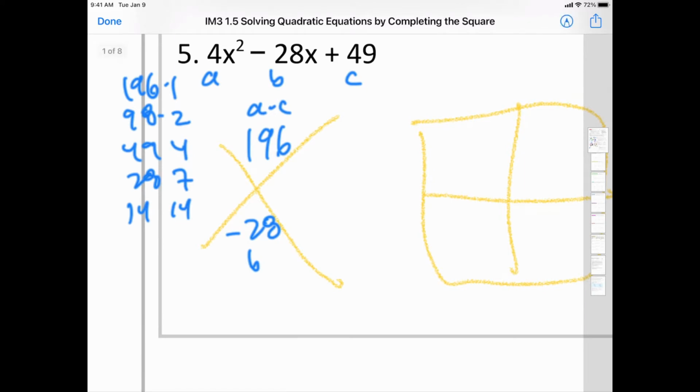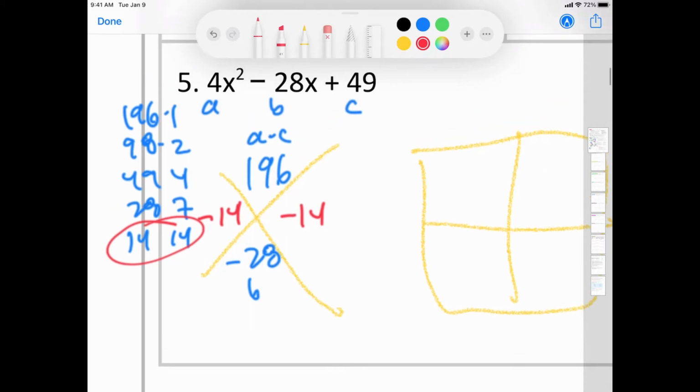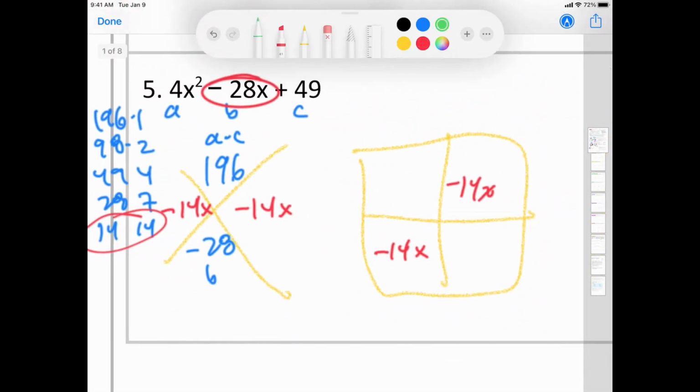Okay, so now we're just going to find the one that is what? And I'll put negative, and remember you're splitting this term right here, so you can add an x, negative 14x, negative 14x. I'm trying to write my x's a little bit nicer. Then I have 4x squared and 49.